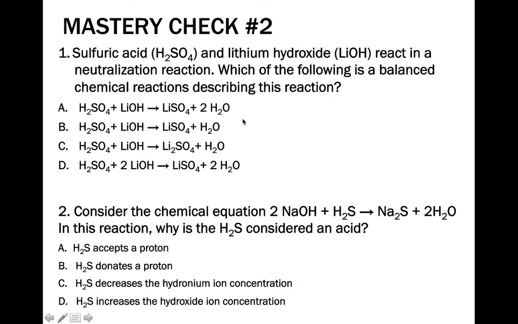So, B, and then number 2, consider the chemical equation. In this reaction, why is H2S considered an acid? Well, even though H2S starts with hydrogen, it is an acid because it is giving away its protons to this OH. And so it would be B, H2S donates a proton. A, C, and D are all characteristics of bases anyway, so they don't even make sense. So again, 2 is B.